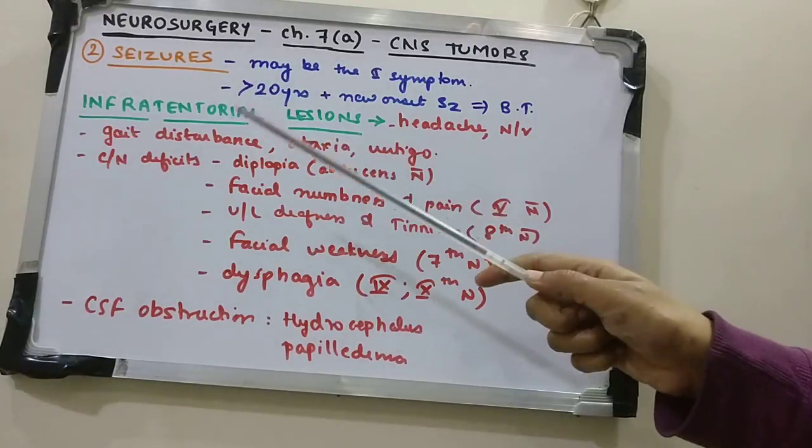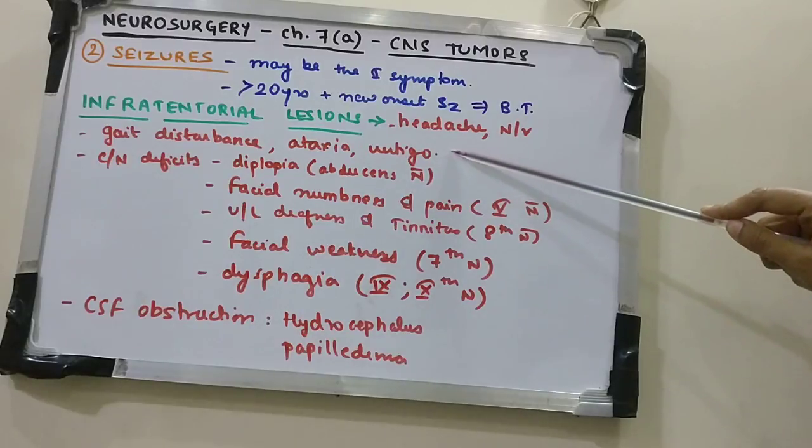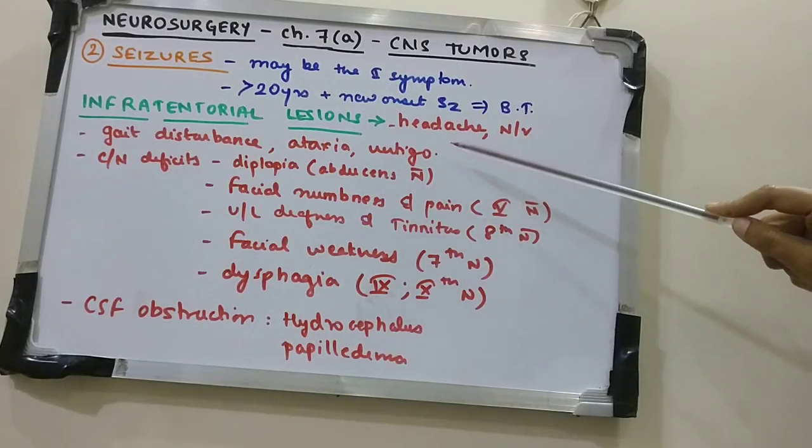Now we're going to see the presentation of infratentorial lesions and supratentorial lesions. So what is tentorium? We're talking about tentorium cerebelli. So imagine the anatomical structures, and according to that, you will have the symptoms. Infratentorial lesions can present with headache, nausea and vomiting, which can occur in both infra and supratentorial. Specifically, this is going to be more associated with gait disturbance, ataxia and vertigo.